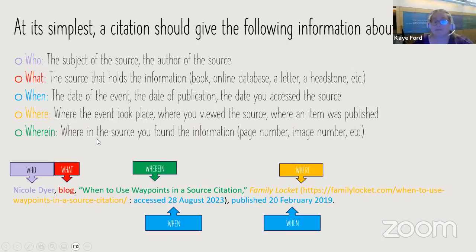Where the event took place, where you viewed the source, where an item was published. And the where in the source you found the information. So that could be a page number in a book, an image number for an online database, and so forth. The example I put at the bottom of the screen shows the who, the author; the what, a blog; the wherein, the title of the blog post; the where, where to find the blog online; and the when in the blue. I accessed that this past weekend and it was published in 2019.